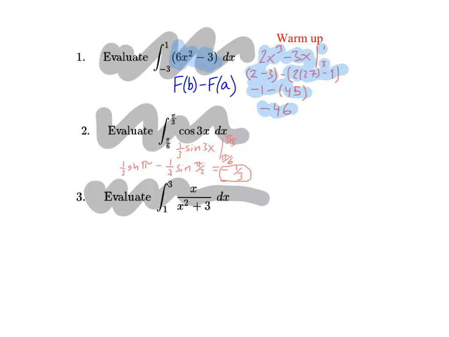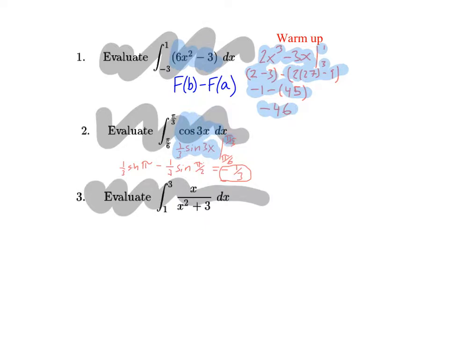For the second one, the integral of cosine of 3x is 1/3 sine of 3x. I did a quick double check: if I took a derivative of sine of 3x, 1/3 times that, I would go back to cosine of 3x. So I'm pretty sure I'm right on that.